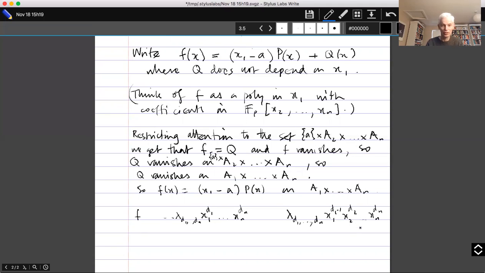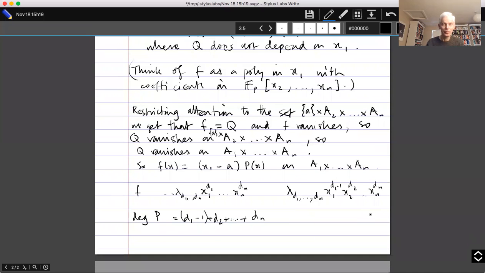So basically what I'm going to say is P satisfies the hypotheses we need for an inductive hypothesis. So the degree of P is d1 minus 1 plus d2 plus up to dn, and it has a term in x1 to the d1 minus 1, and so on.